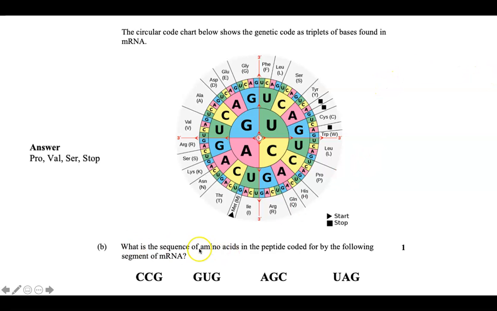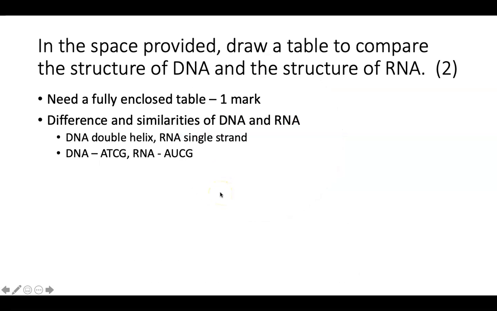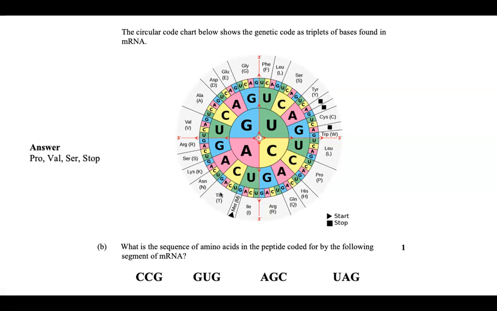And the key bit here: what is the sequence of amino acids in the peptide coded for by the following segment of mRNA? You need to remember that mRNA provides the codon, which is the code for the amino acid. There were some students, I think, that converted this to the corresponding tRNA and then worked out the amino acid based on the tRNA sequence, but that was actually incorrect and not what we were looking for in this answer.